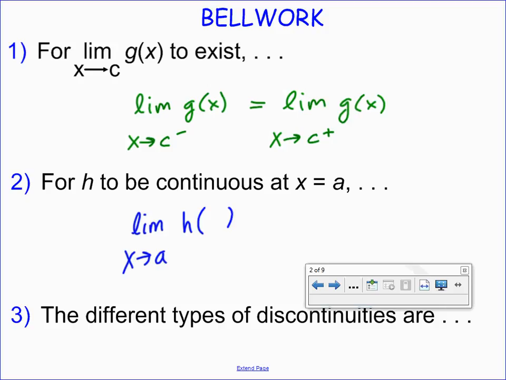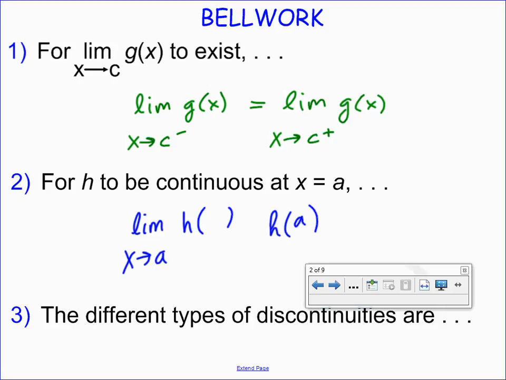The left-hand and right-hand limits have to be equal to each other for this overall limit to exist. So that gives me the left hand and the right hand matching. That's the smooth part from the left and right hand side. But what about that middle part? h of a has to be there. It is right there.